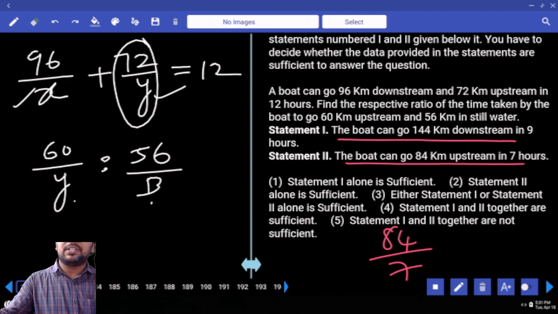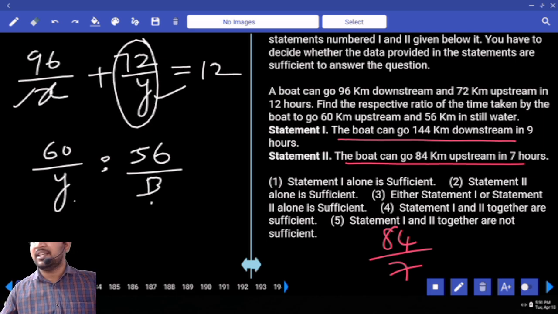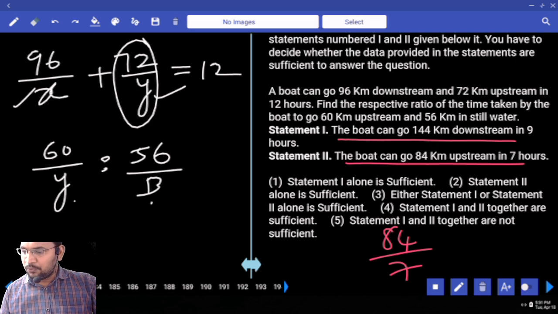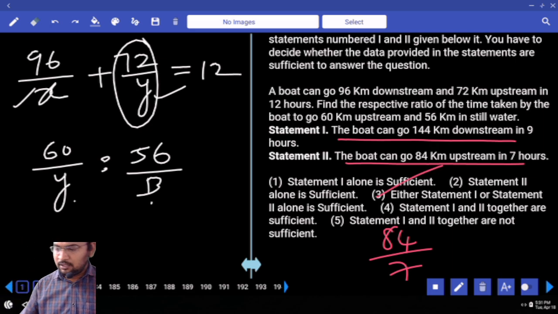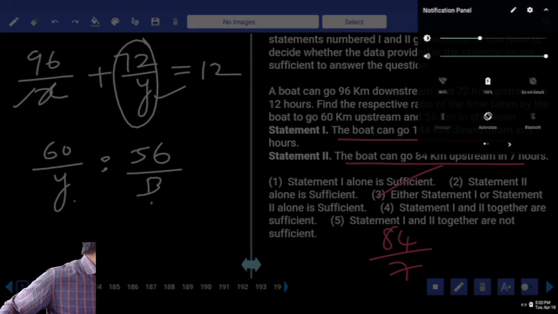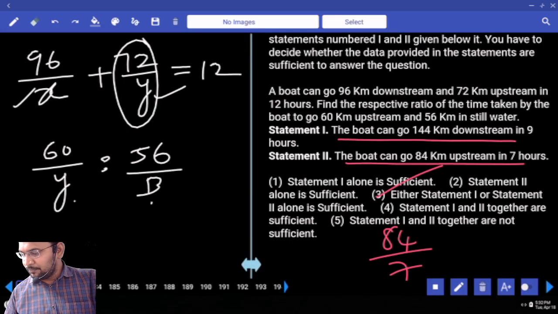Statement 1 alone is sufficient, and statement 2 alone is sufficient. Then your answer is either 1 or 2. Which option is there? Option 3. If you know the concept very clearly, data sufficiency is very easy to attempt in the final exam. Don't leave the data sufficiency questions in the final exam. Are you all clear? Now see the next question.